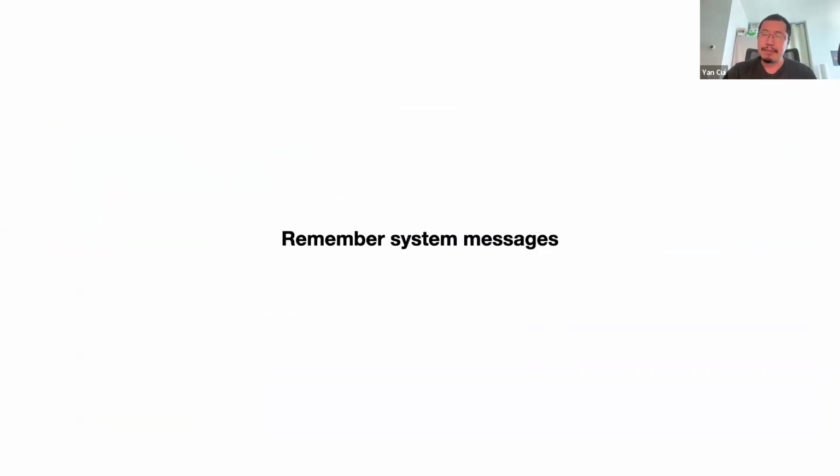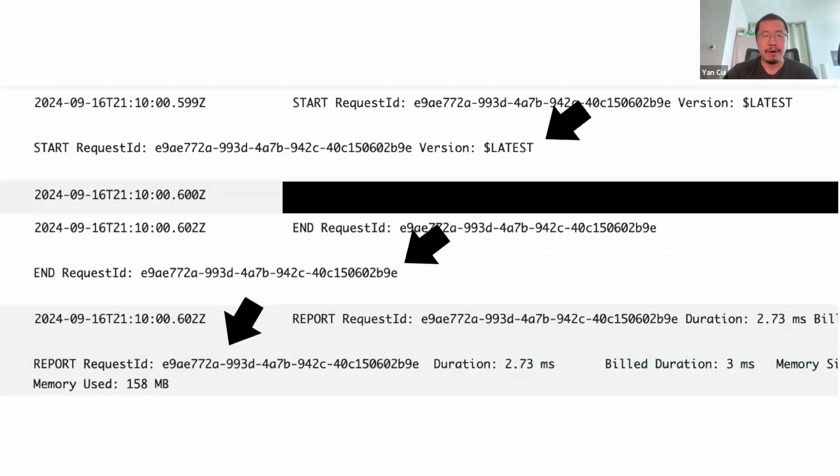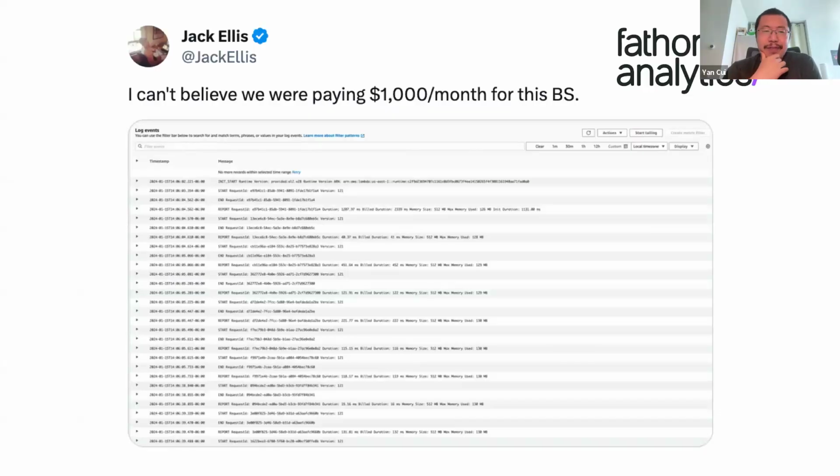But with CloudWatch and Lambda, there are also those system messages that you get for every single Lambda invocation. They can be useful sometimes, but not everyone actually uses them. Like I was talking to Jack, who's the founder of Far From Analytics, and he was talking about how they run Laravel Vapor, and they write all the log events to their own database for them to query later. But they still have to pay for all of those system log messages, and because they're doing billions and billions of invocations per month, they were actually paying a significant amount of money for just those system messages as well.